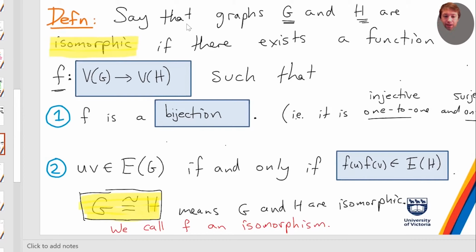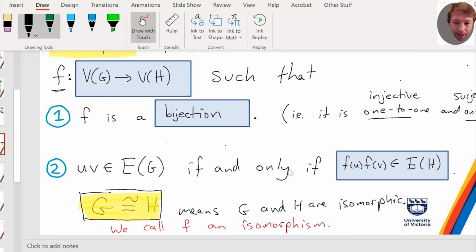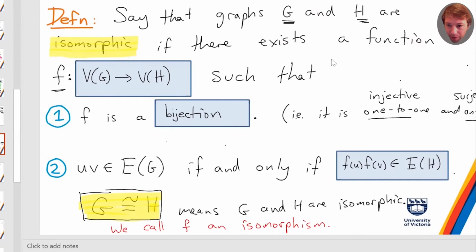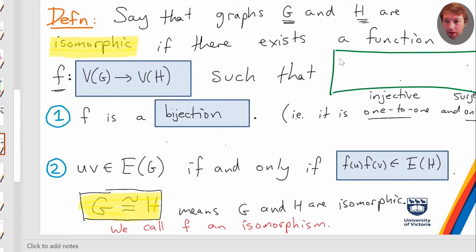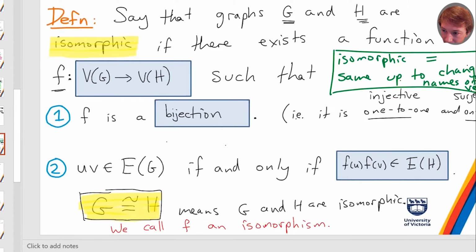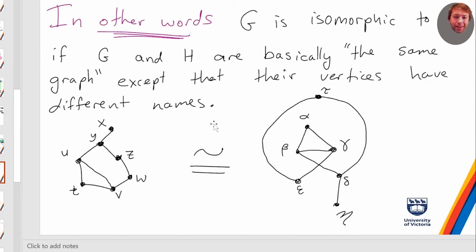So formally, isomorphic graphs might be different graphs, but to say that two graphs are isomorphic is kind of to say that, up to just changing the names of the vertices, these graphs are the same thing, if that makes sense. So maybe I'll even write that here. Isomorphic graphs kind of means they're the same graph up to changing names of vertices. And this is exactly what I just said.